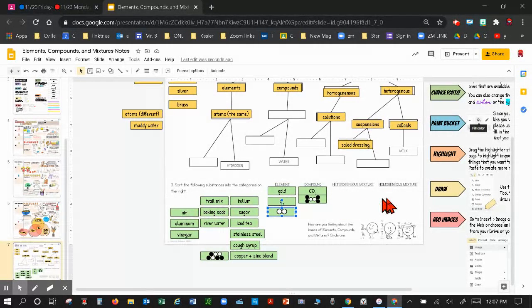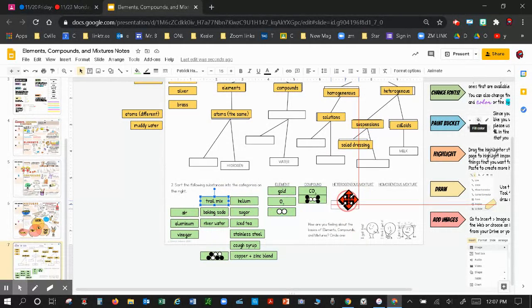Now let's look at the mixture column. Remember, mixtures are not chemically combined. And so homogeneous is the same throughout. Heterogeneous is something that's not the same. So a classic example of a heterogeneous mixture is something like trail mix. Something that is the same all the way throughout from the top to the bottom.